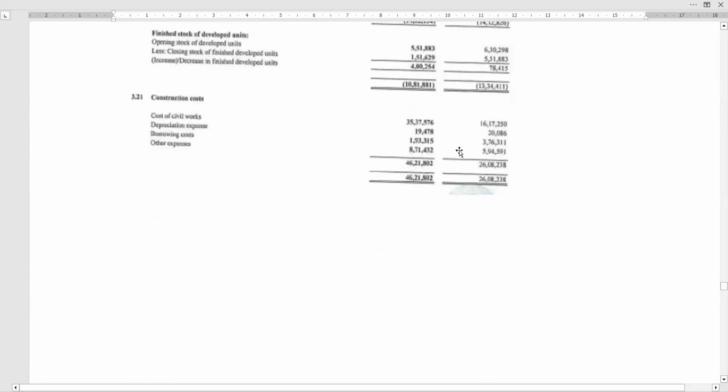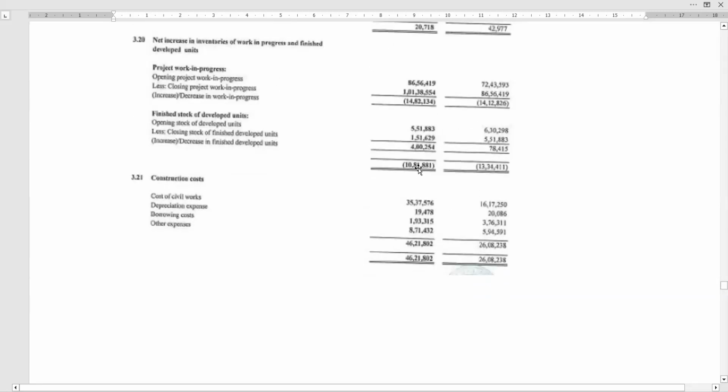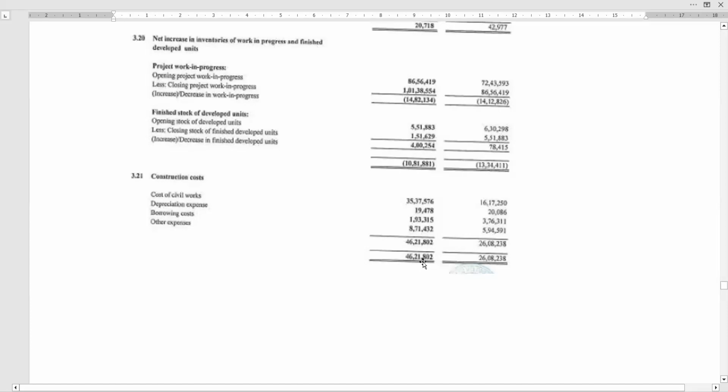So this is construction cost which incurred during the year. Out of this cost, net of opening, closing of finished goods and work in progress, this is getting transferred to work in progress of inventories. That's the reason we are taking this figure. You see total 46 lakhs we have spent. There is a certain cost which is shifted from construction cost to inventories, closing inventory. That is the reason this net figure is going to P&L.